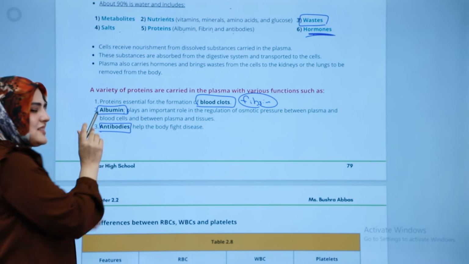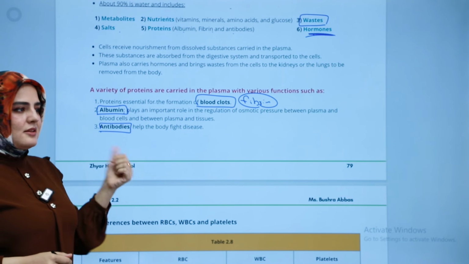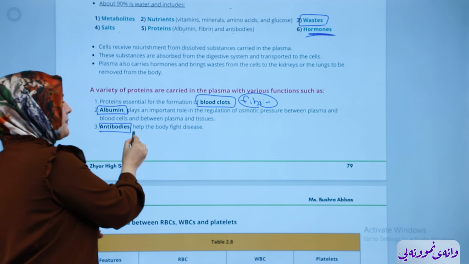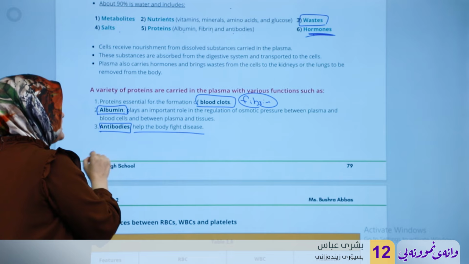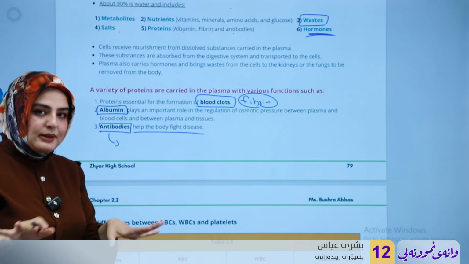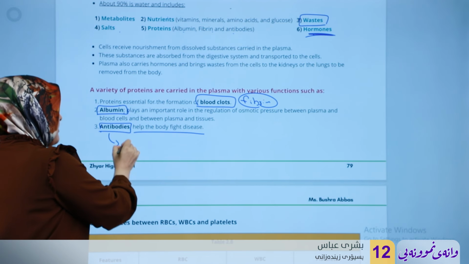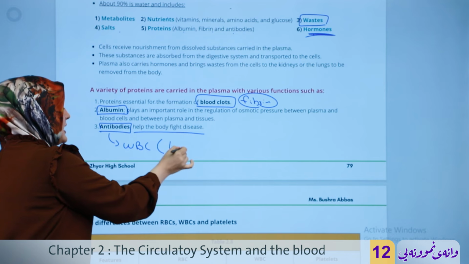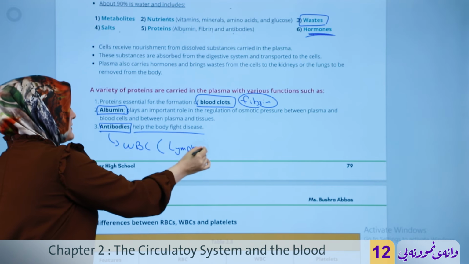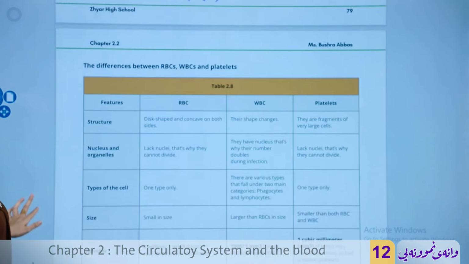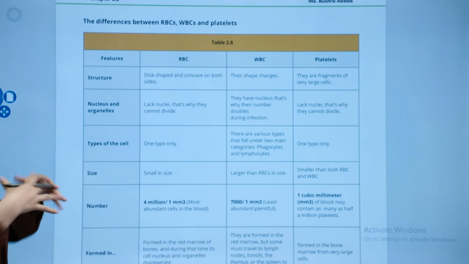Antibodies, we're going to specifically talk about in this section and in chapter 3. They are for fighting diseases and anything that is foreign to the body. Every single antibody is made by white blood cells. Which white blood cell? Because there are types: the lymphocytes. Okay. Then we talked about the plasma.